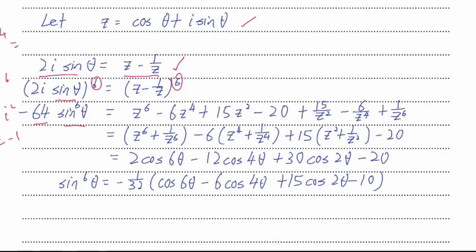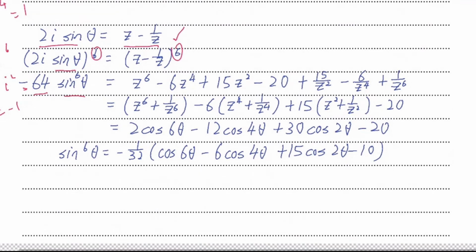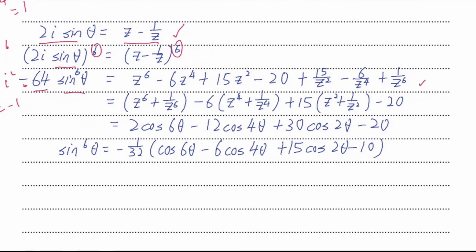Because every i power 4 is a 1, when we have i power 6, it will be just i squared. i squared is a negative 1, so it becomes a negative here. For the right hand side, we have to use the binomial expansion, so just expand everything from there. This is what we get after we do the expansion.